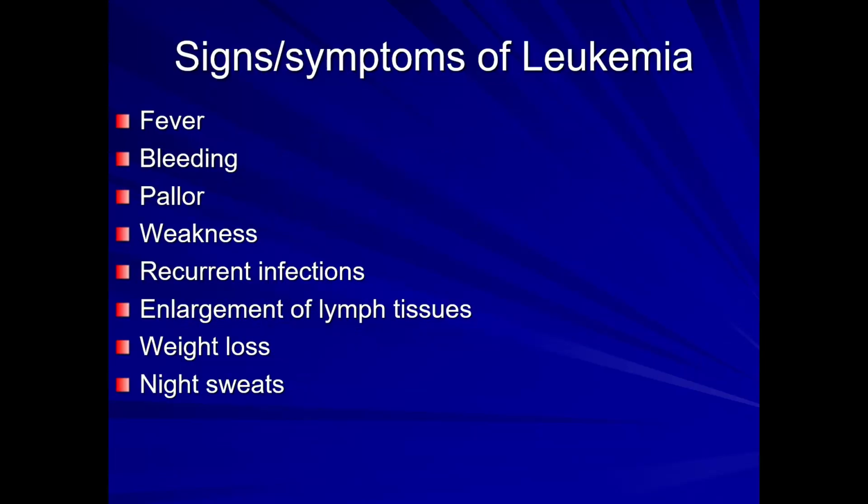Signs and symptoms of leukemia: fever, weakness. Again, we see these with a lot of different types of disorders, but also bleeding, paleness, recurrent infections, which makes sense, right? Because our white blood cells are not working the way that they should. Lymph nodes are enlarged, weight loss, night sweats.